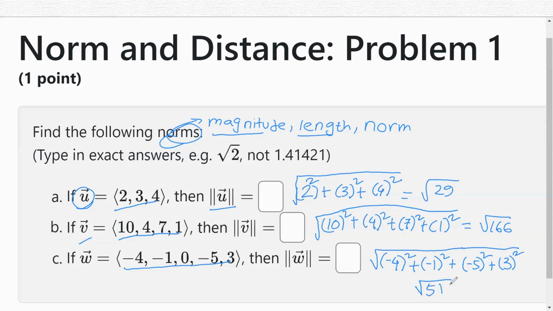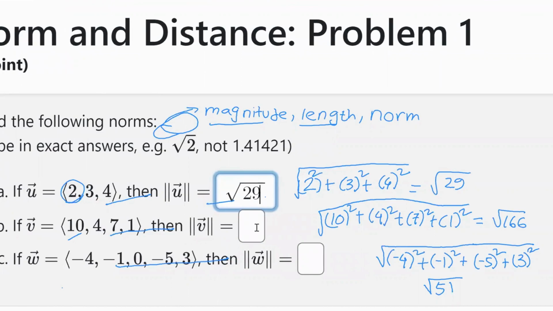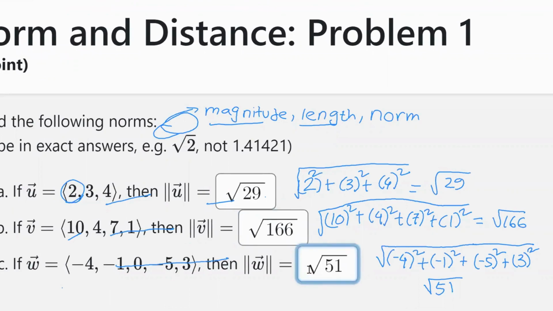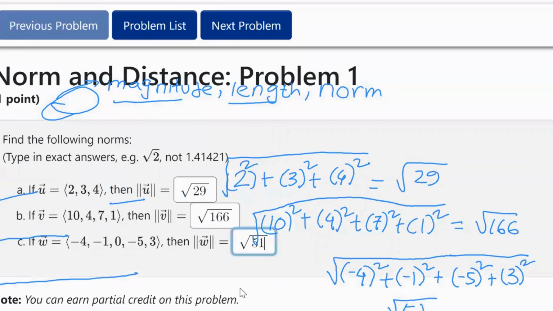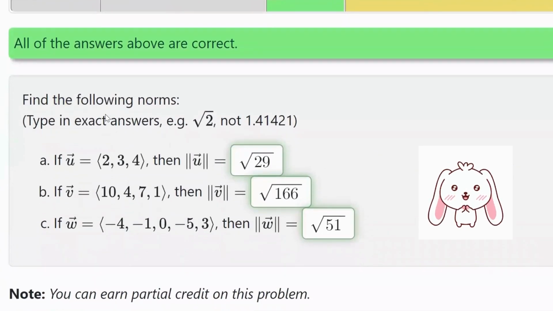So let me plug in and see if I'm right. One is square root 29. For this one, it's going to be square root 166. And for this one, square root 51. If I check my answer, it says that all of my answers are correct. So let's move to the next.